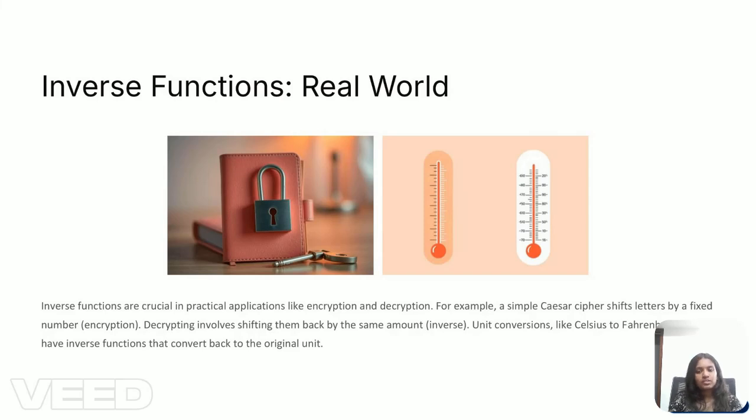Inverse functions in the real world are crucial in practical applications like encryption and decryption. For example, a simple Caesar cipher shifts the letters by a fixed number for encryption. Decrypting involves shifting them back the same amount, that is the inverse. Unit conversions like Celsius to Fahrenheit and Fahrenheit to Celsius also have inverse functions that convert back to the original value.